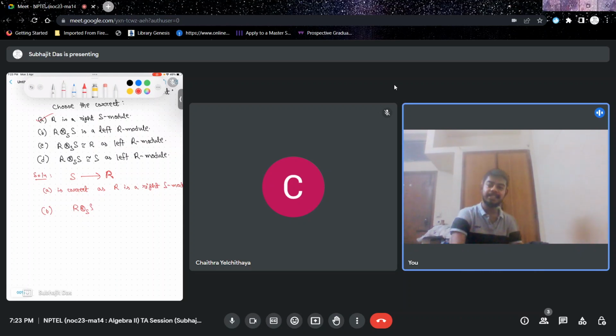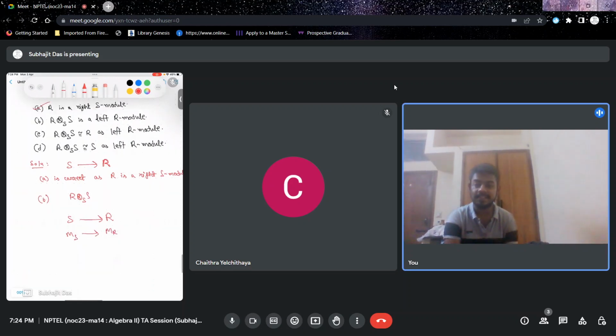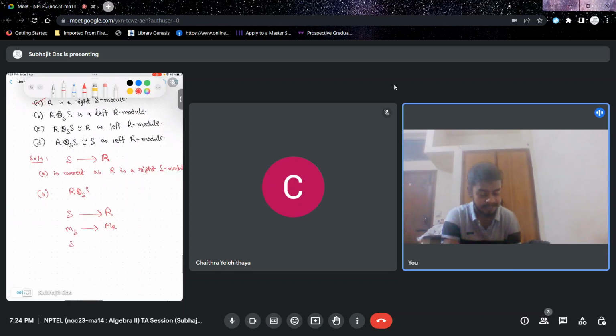This is just extension of scalars, isn't it? So from S to R you have this map. From the module category M_S into the module category M_R you have this extension of scalars functor. S is a module over itself. You map it to R tensored over S with S, isn't it? This will be a left R module, right?